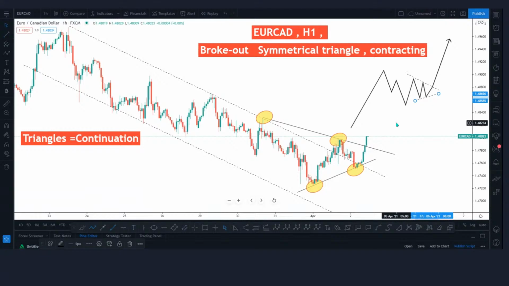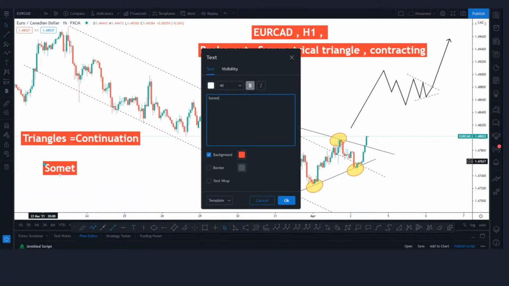Also in Elliott teachings, a triangle is the last correction. You cannot get a corrective wave after a triangle, so after a triangle there's a breakout. This is because there's indecision in the market, a battle between the buyers and the sellers. Once one of them wins, that's it. So by default a triangle is a continuation, but sometimes it becomes a reversal.